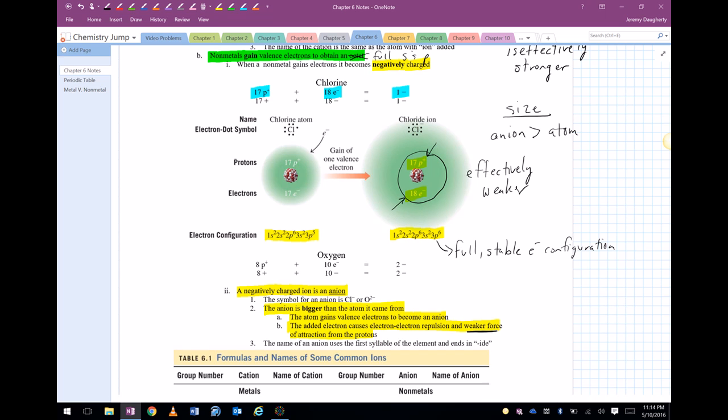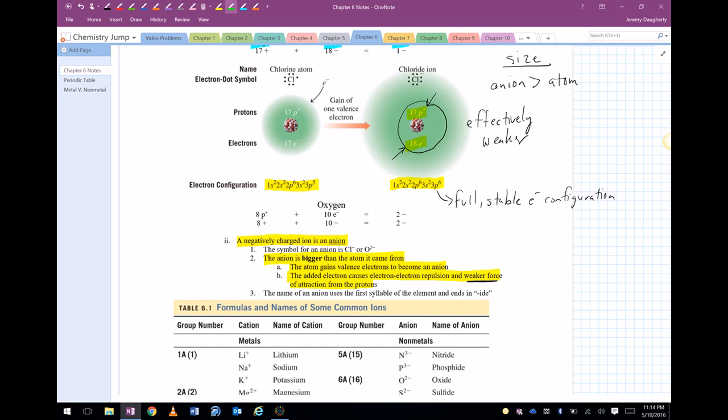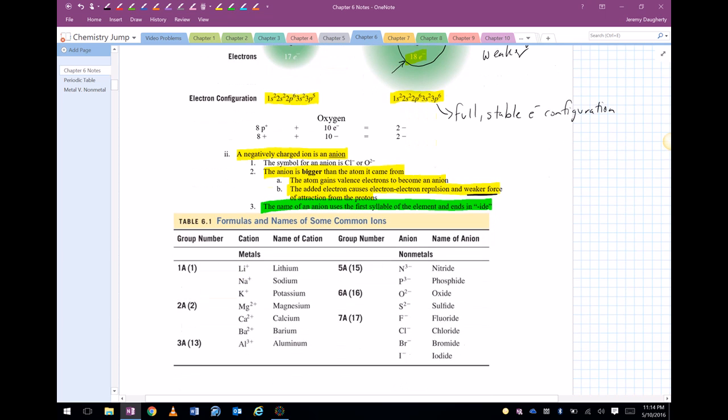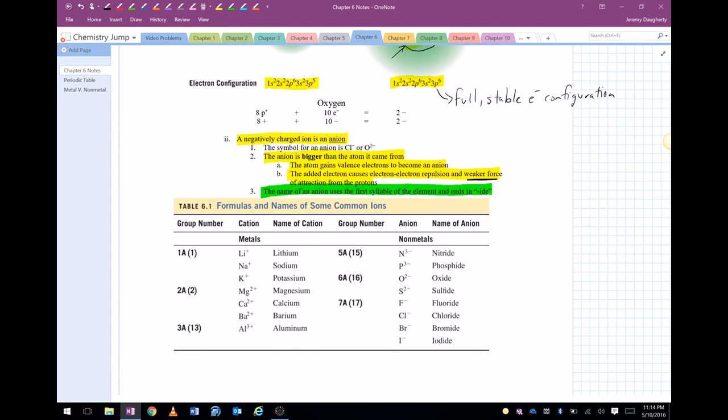Now, important part. The metals, we didn't change the name. Nonmetals, we changed the name. We change it to end in IDE. So let's look at some examples. All of these ions over here are lithium ion, sodium ion, potassium ion, and so on. But then over here, this is nitrogen, but we call it nitride. Phosphorus, phosphide. Oxygen, oxide. So we changed the ending of the name to IDE. Now that's for a monatomic ion.